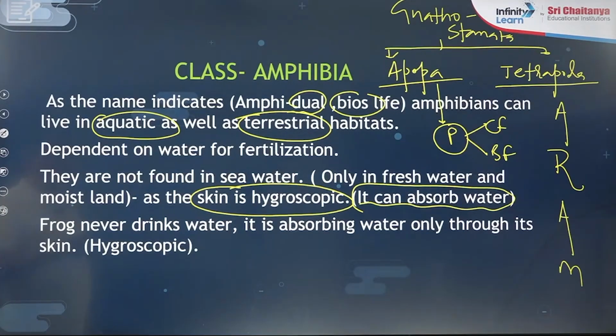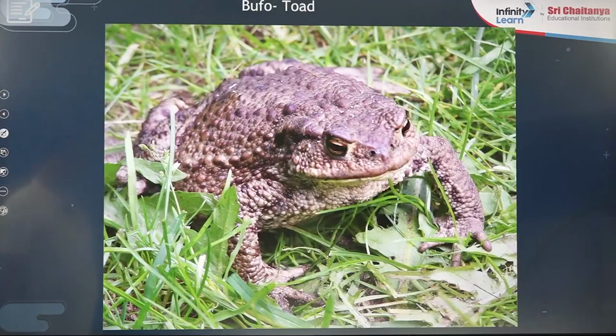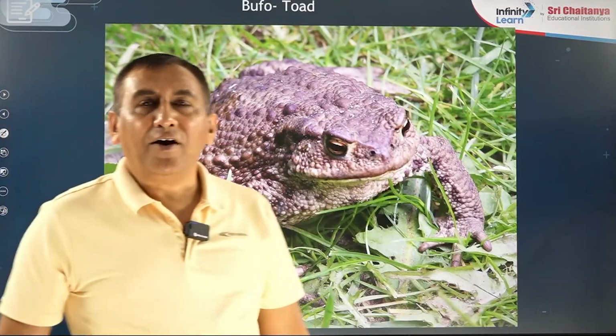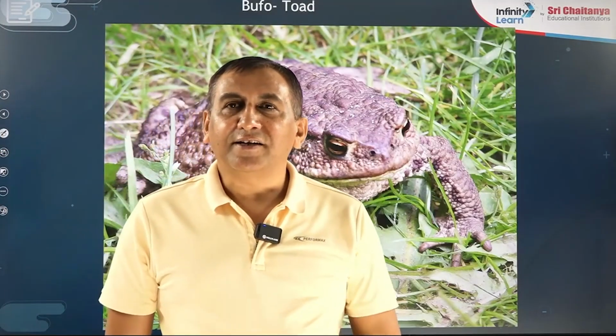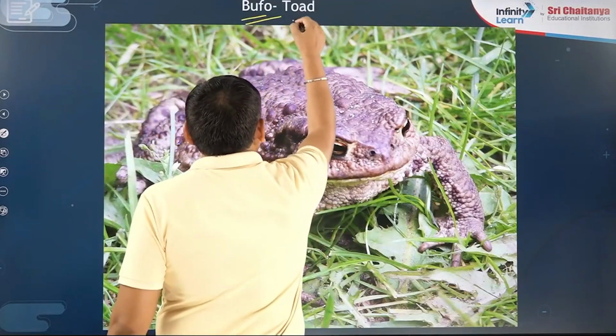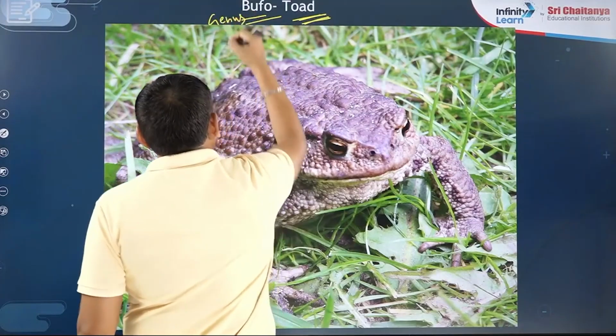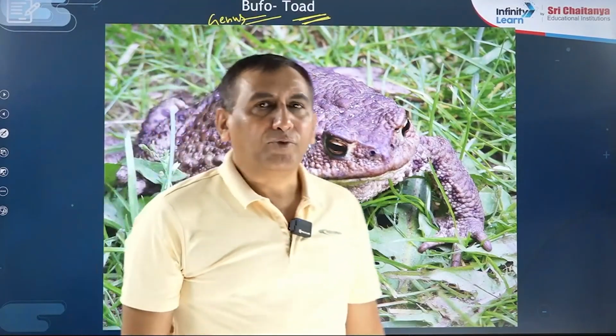Very good. So this is the one point that you have to remember. And what is the name of the class? Amphibia. I have written that they are present only in the fresh water. They are not found in the marine water, and frog never drinks water. One example of class amphibia is the Bufo. It is known as the toad. Common name is the toad. Genus is the Bufo.